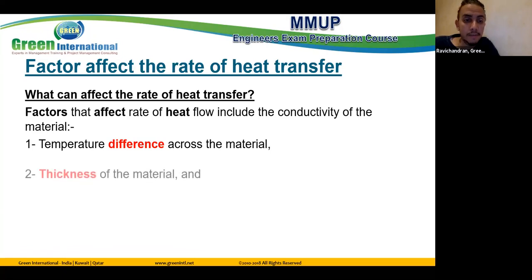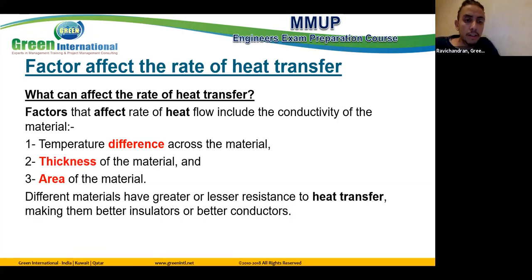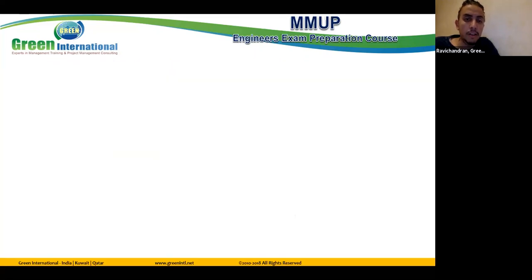So thickness here, say thickness of the material. Normally it is difference in temperature, thickness, and area. Okay.